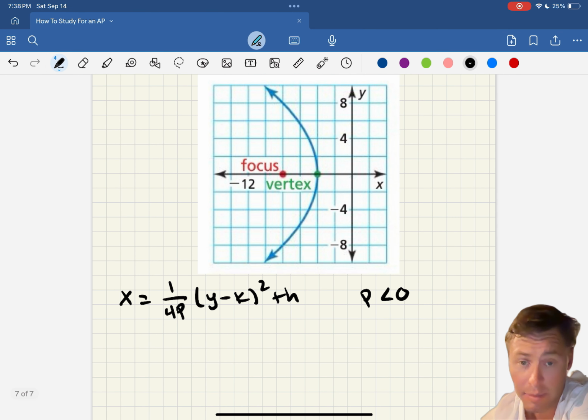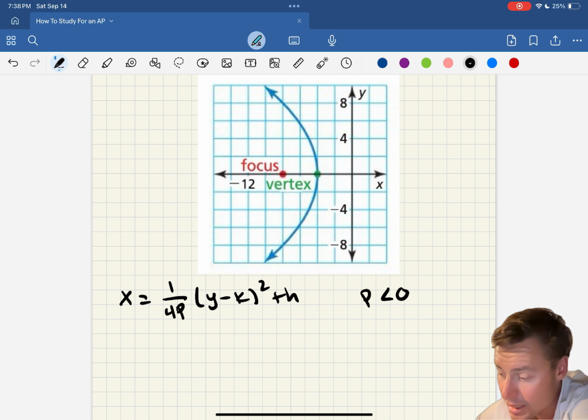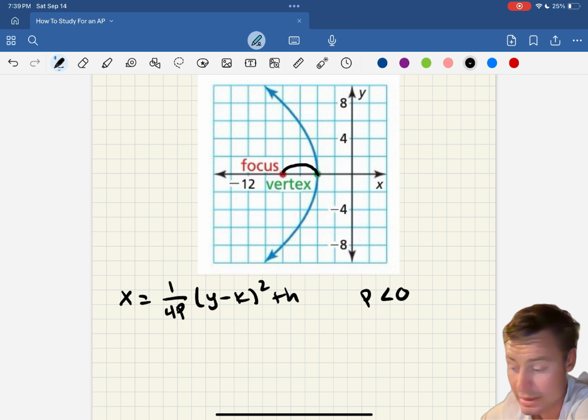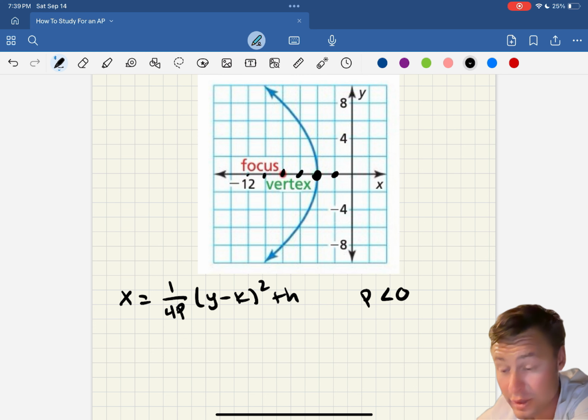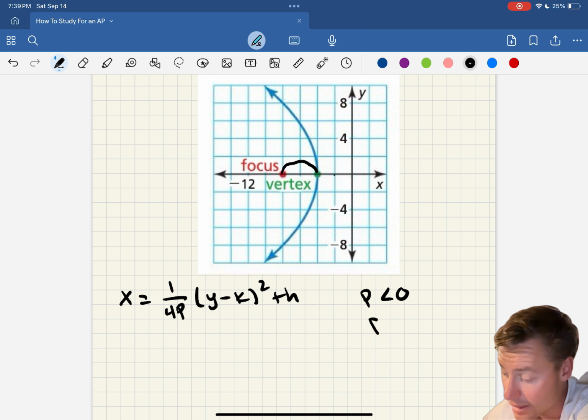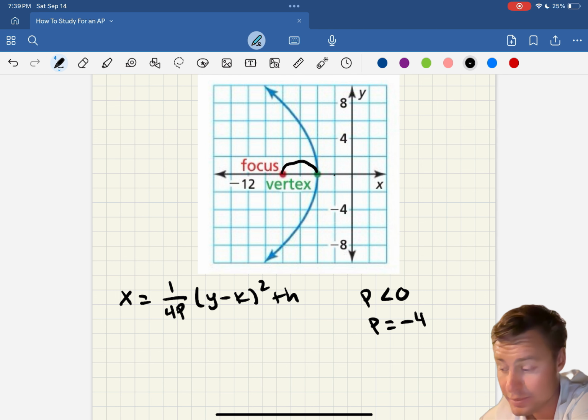So let's go ahead and figure out what our p value is first, because that's a simpler thing to do. So p is going to be whatever this distance is right here, and that's all we can figure out because we don't know where the directrix is. So whatever that distance is, let's see. If it's 1, 2, 3, 4, 5, 6 points over to -12, that means that each unit is 2. So the distance from the focus to the vertex would be 4. Okay, so p would be equal to -4 in this case.